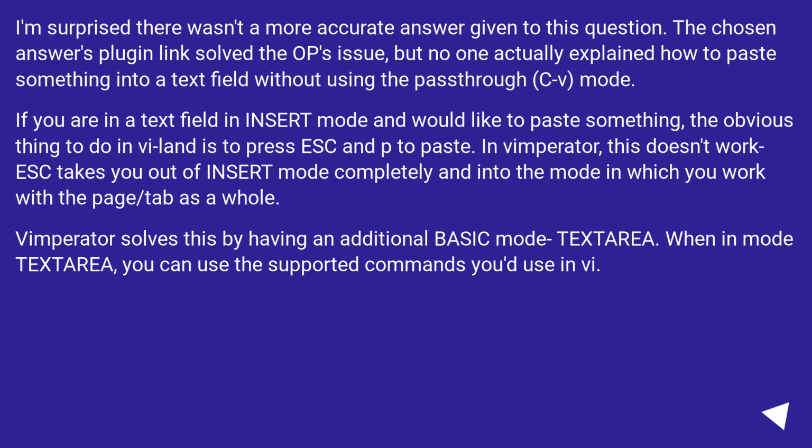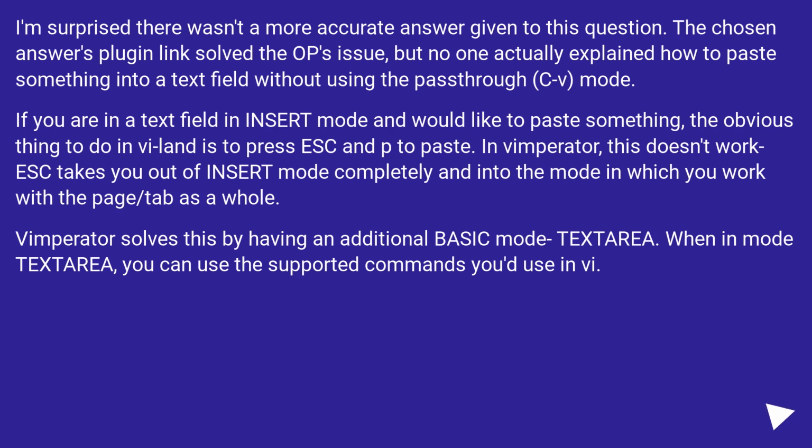I'm surprised there wasn't a more accurate answer given to this question. The chosen answer's plugin link solved the OP's issue, but no one actually explained how to paste something into a text field without using the pass-through Ctrl+V mode. If you are in a text field in insert mode and would like to paste something, the obvious thing to do in Vim is to press Escape and P to paste.